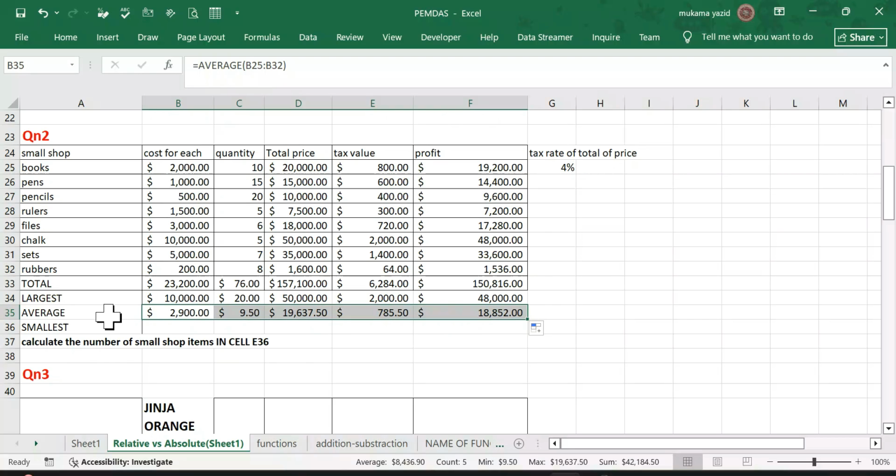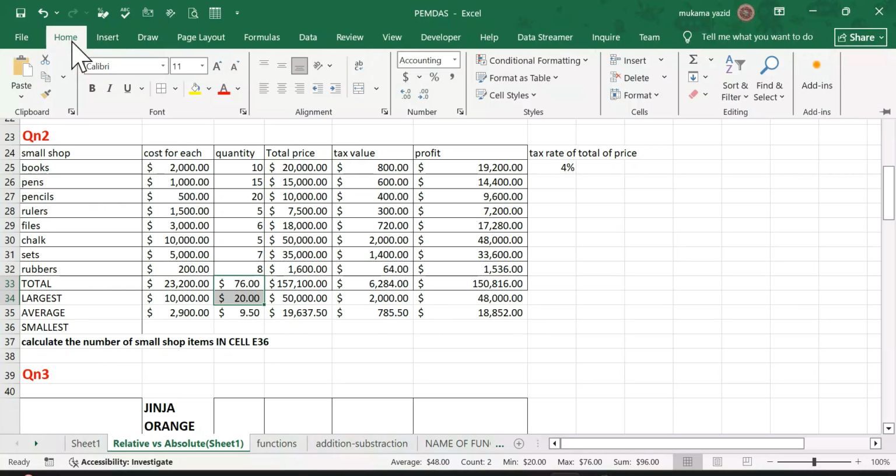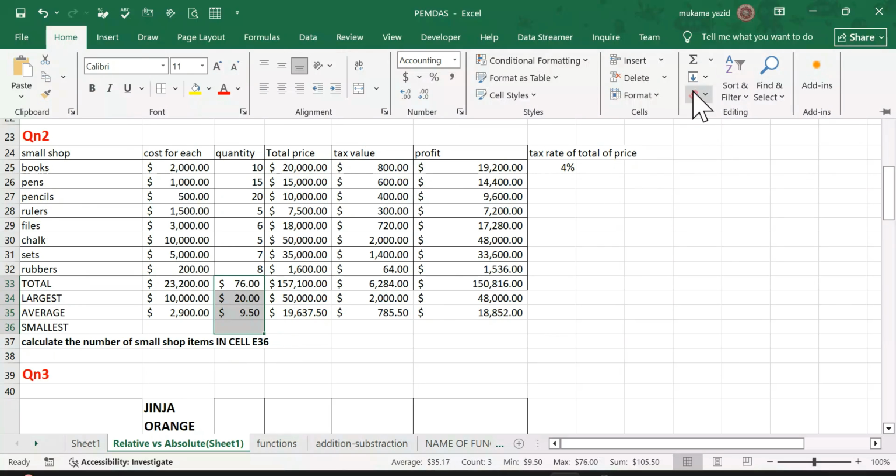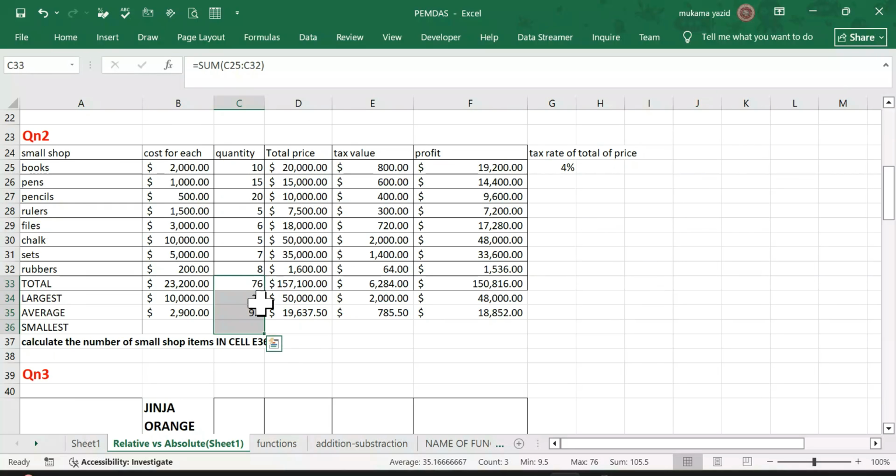Then what else? So here, what's wrong with this? Here this is the largest. We are going to clear format because we don't want to see that dollar sign there. I go to the Home tab. I don't want to see that dollar symbol there. Clear format. This quantity is supposed to be a quantity, not money.